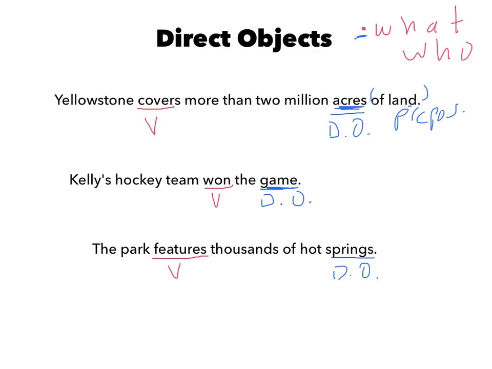Okay? It doesn't feature thousands, and doesn't really feature hot. Remember, hot is an adjective. Again, the answer to this question, what the park features, is springs, and that's our direct object. Right? So hopefully this is making more sense for you. Hopefully this is seeming a little bit easy, and we'll do a couple more on your own right now and see how you do with those.